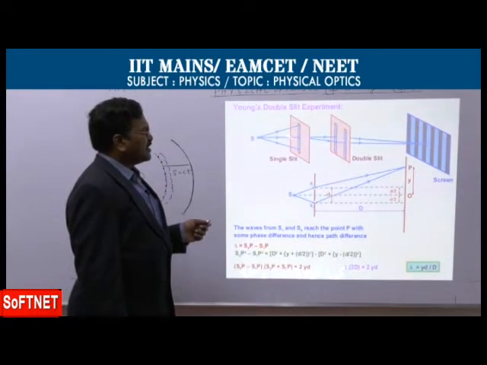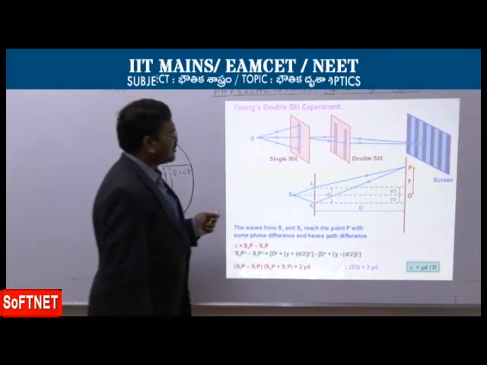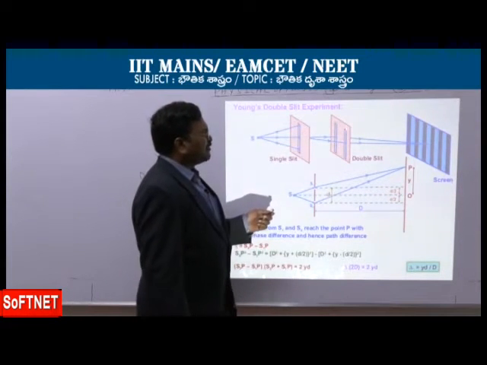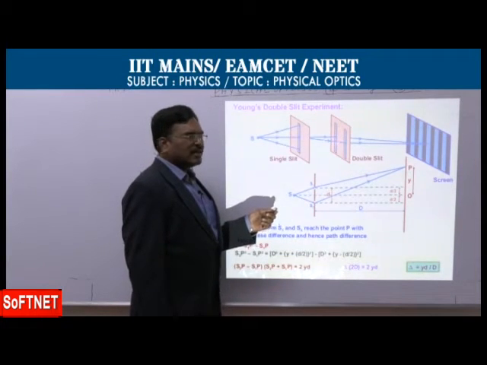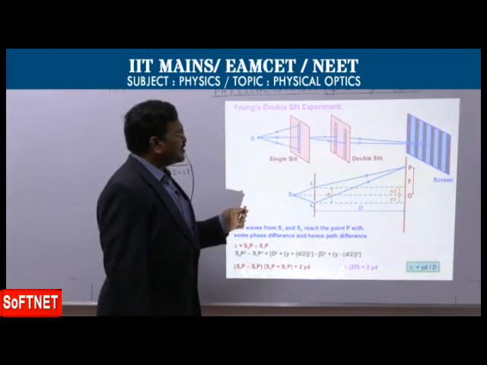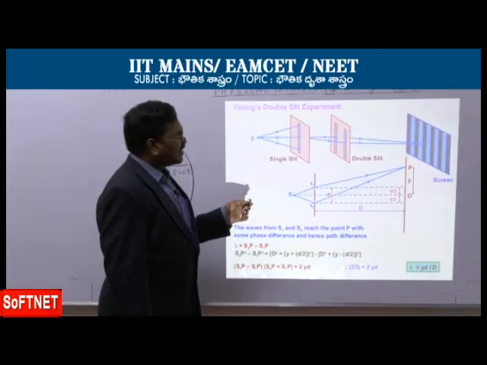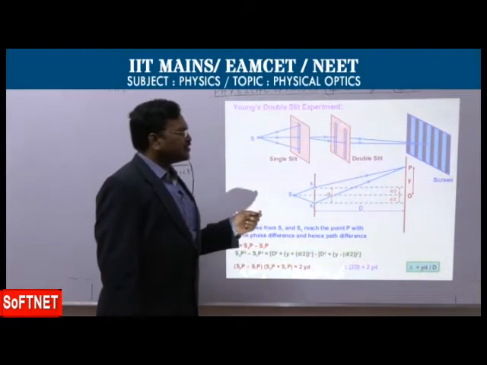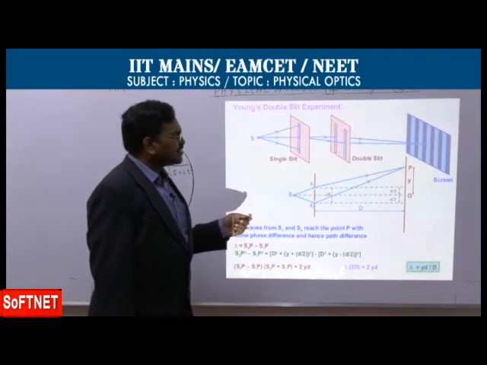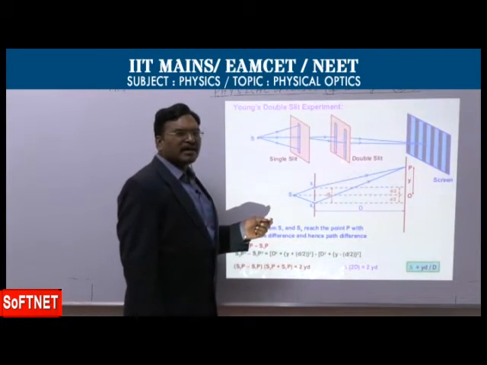here we take a single slit, that single slit is illuminated with a source of light. At that time we keep one more slit, which has two slits. Now the two slits are illuminated with what? A single source of light, the single slit. At that time these two sources act as what? Coherent sources. From these two sources we are getting coherent waves.